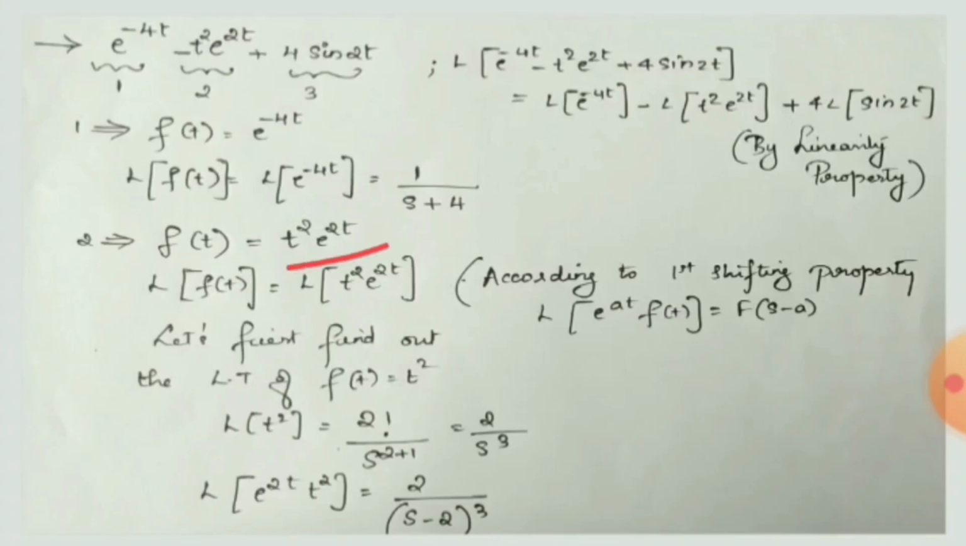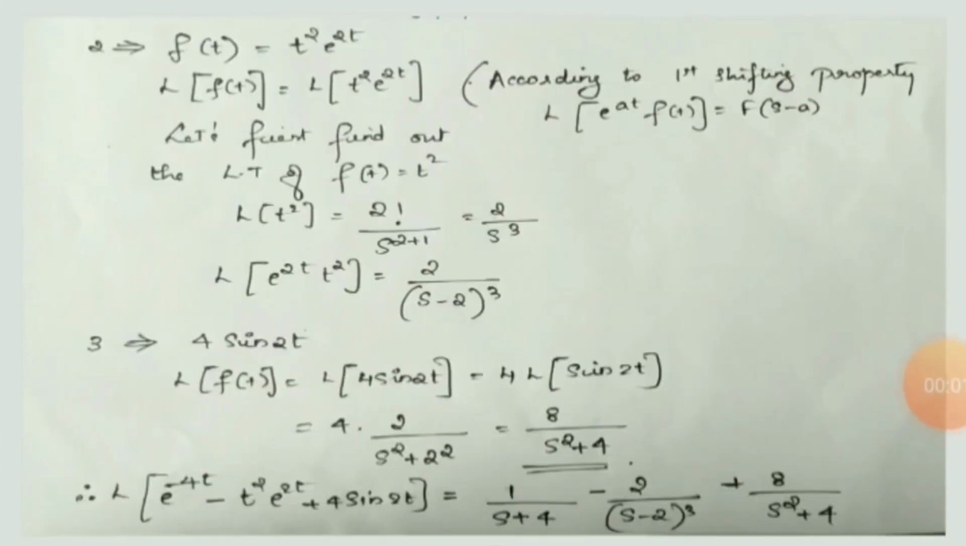Now the second term, t square e raised to 2t. According to the first shifting property, we have Laplace of e raised to at f of t is equal to f of s minus a. Here, in the place of f of t, we have t square. So, first we will find out the Laplace transform of t square, which is equal to 2 factorial by s raised to 2 plus 1, which is equal to 2 by s cube. Therefore, Laplace of e raised to 2t, t square is equal to 2 by s minus 2 the whole cube. If you are facing any difficulty in following this, please watch the previous videos. We found out the Laplace transforms of the first two terms.